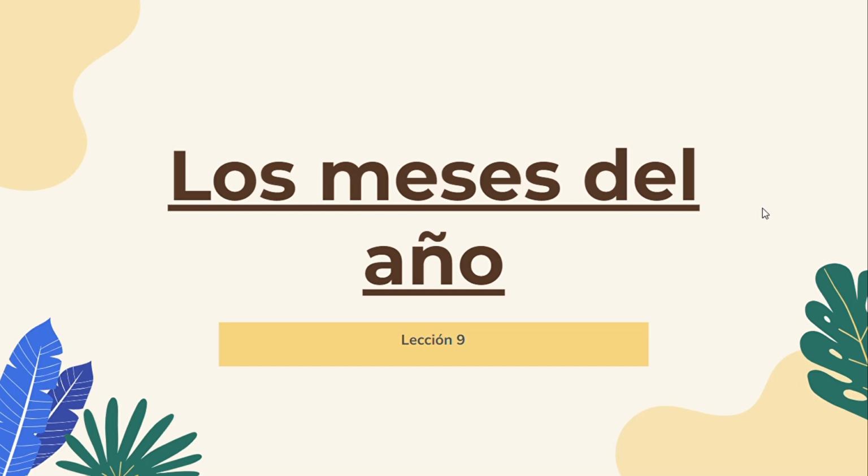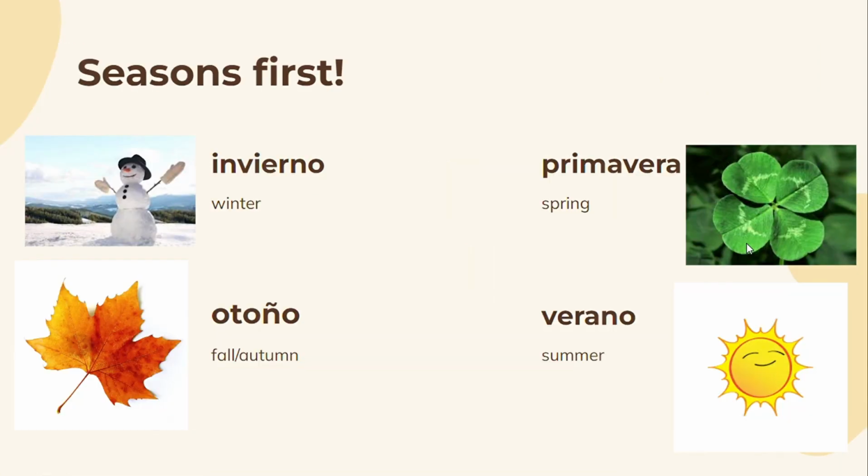Okay, the months of the year in Spanish. Alright, let's get with the seasons first. Invierno is going to be winter. Primavera is spring. Otoño will be for fall and autumn. And last but not least, Verano will be for summer.